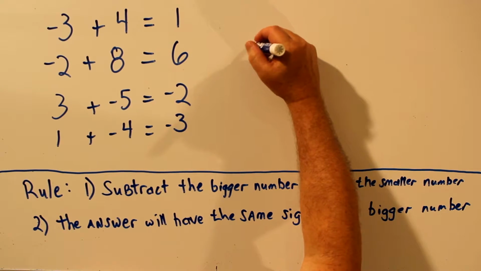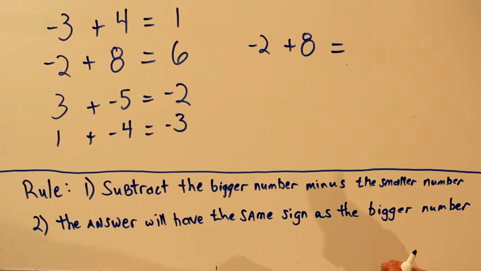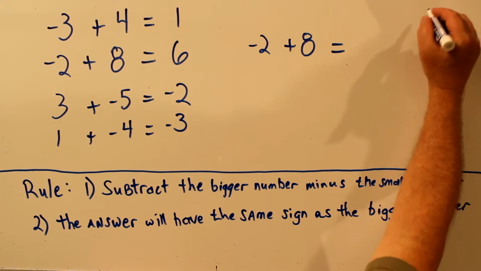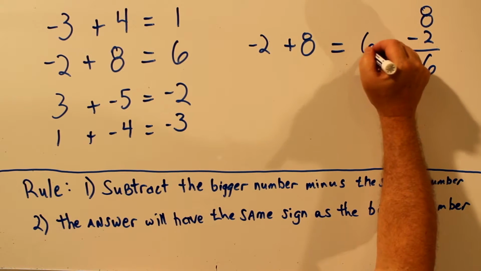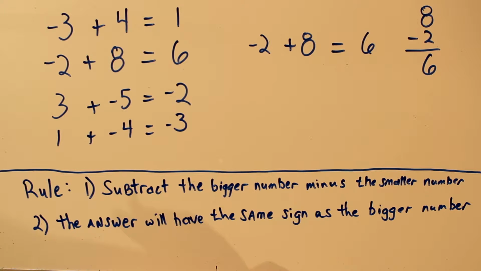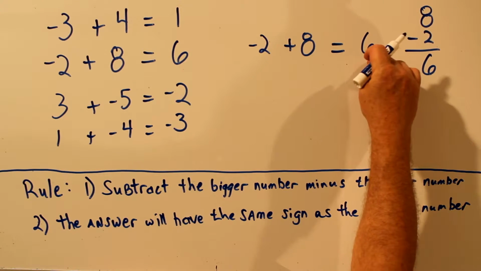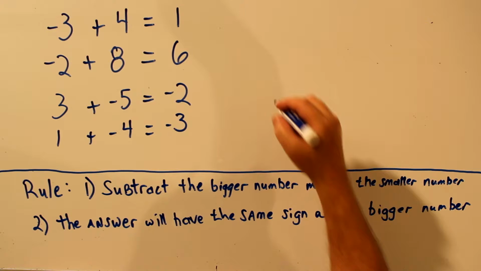Let's do the second one. Negative 2 plus 8 equals. The first rule is subtract the bigger number minus the smaller number. Well, 8 is the bigger number. 8 minus 2 is 6. Write down the 6. And the second rule, the answer will have the same sign as the bigger number. Here 8 is the bigger number and it's positive, so the answer will be positive. The answer is 6.